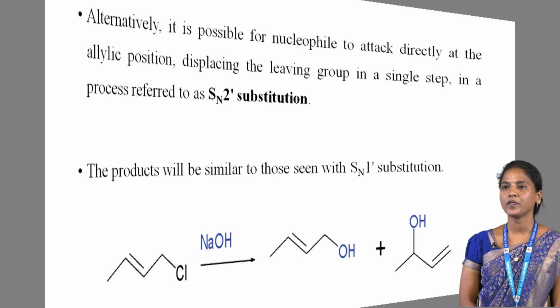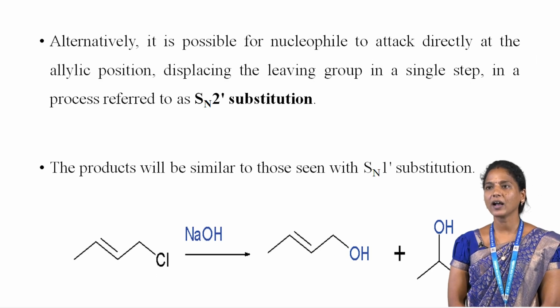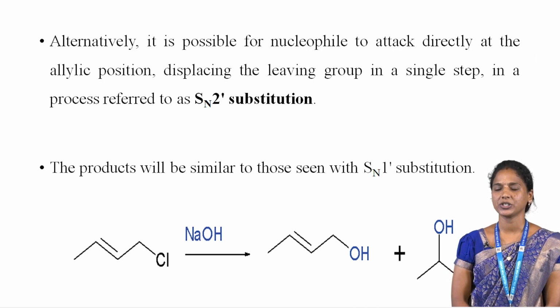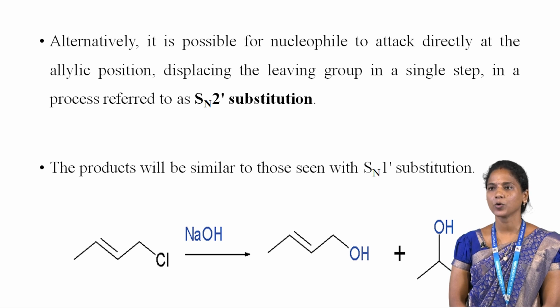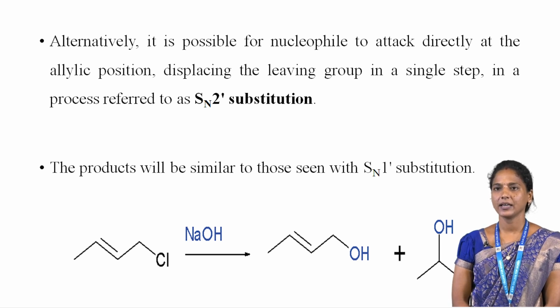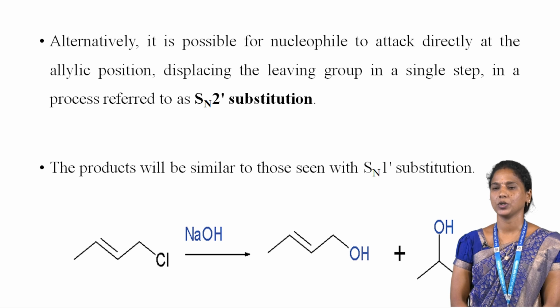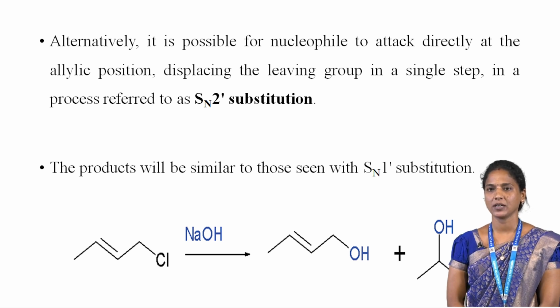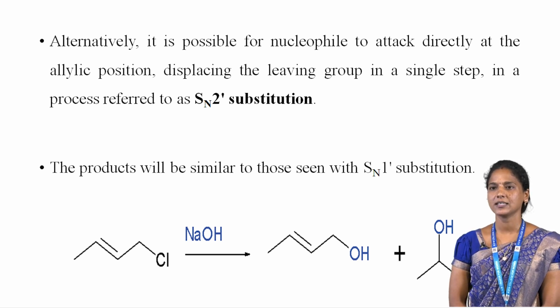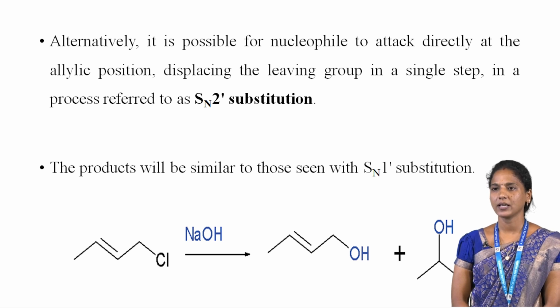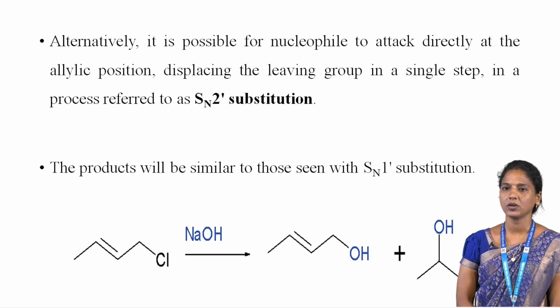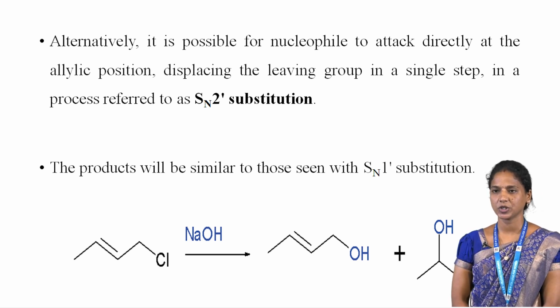Alternatively, it is possible for the nucleophile to attack directly at the alkyl position, displacing the leaving group in a single step in a process referred to as SN2 substitution. This is likely in cases when the allyl compound is unhindered and a strong nucleophile is used. The products will be similar to those seen with the SN1 substitution.